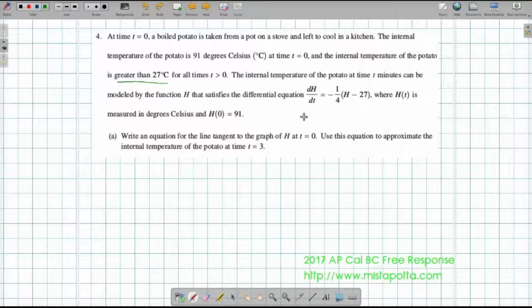The internal temperature is given by this differential equation. Notice that this differential equation is in terms of our dependent variable, not our independent variable. This is something we've seen quite a bit of on the AP exam.